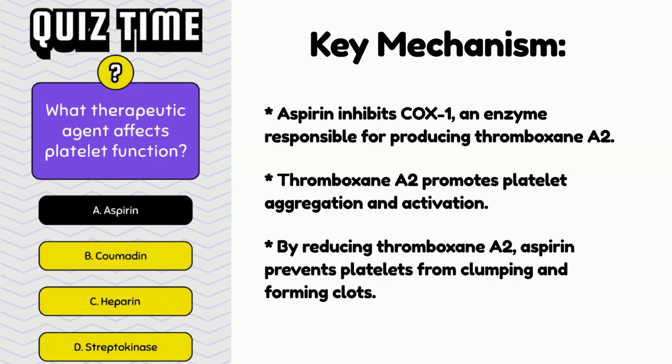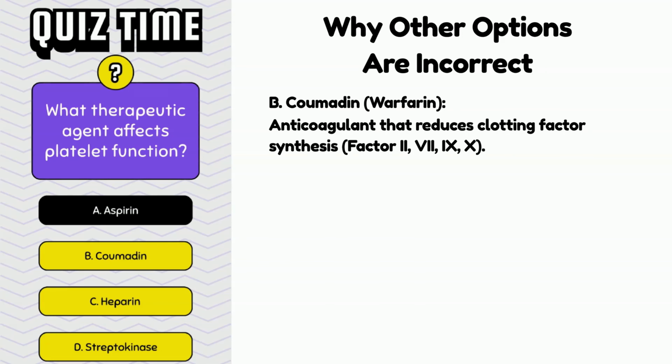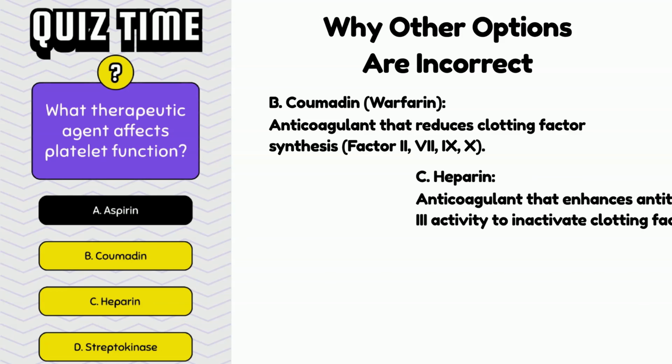Now, let's review the other options. B. Coumadin, also known as warfarin. Coumadin is an anticoagulant, but it doesn't directly affect platelet function. Instead, it inhibits the synthesis of clotting factors, like factors 2, 7, 9, and 10, in the liver by interfering with vitamin K. This reduces the blood's ability to form a clot, but it doesn't directly impact how platelets work.